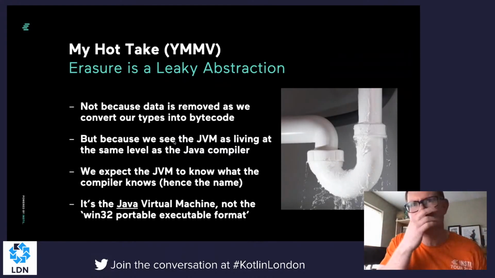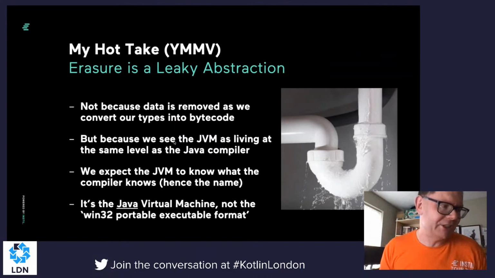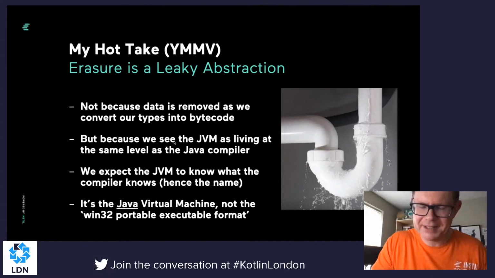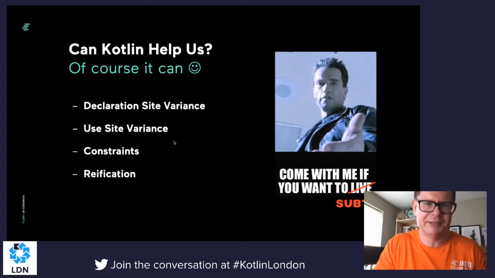They exist at the same level. So anything the Java compiler knows, we expect the Java virtual machine to know. The clue's in the name, okay? So the fact that stuff that the Java compiler knows is not known by the virtual machine causes all kinds of problems. So we have a leaky abstraction.